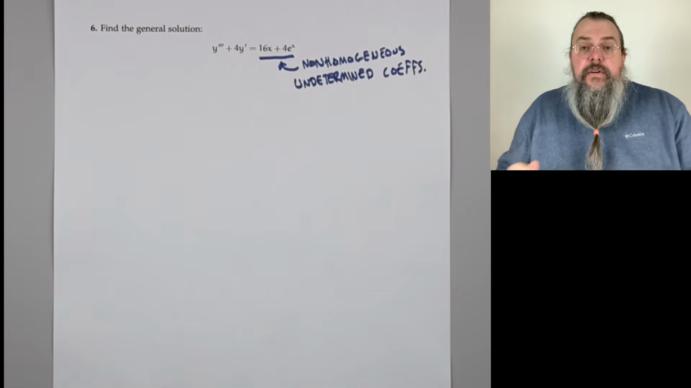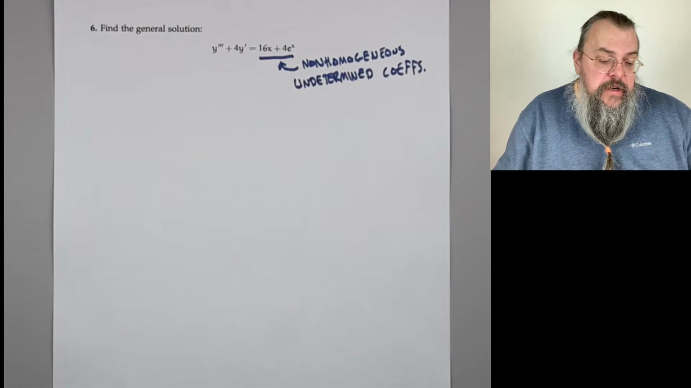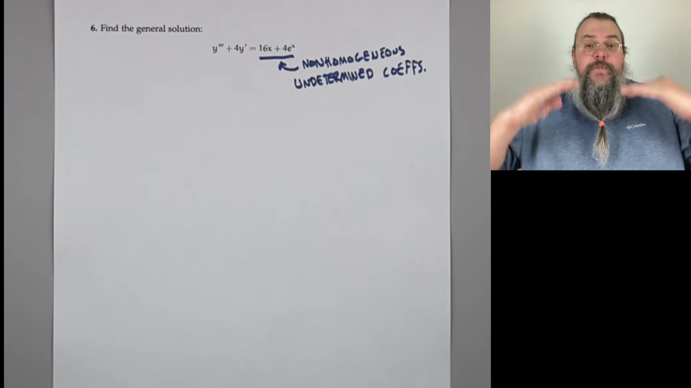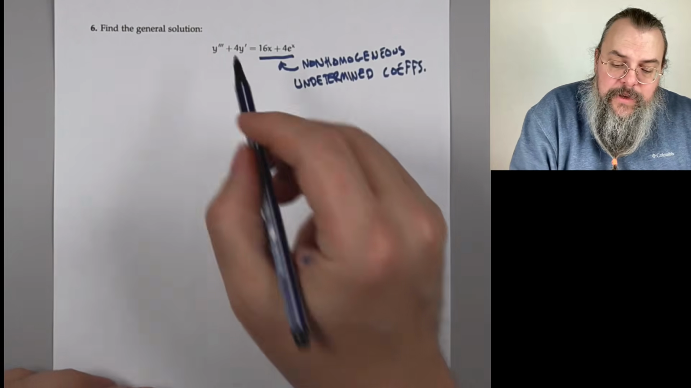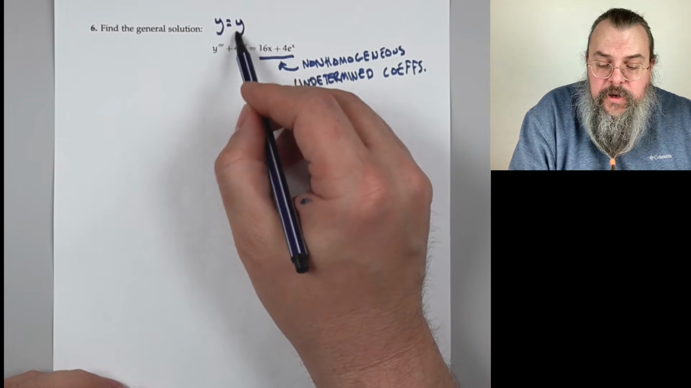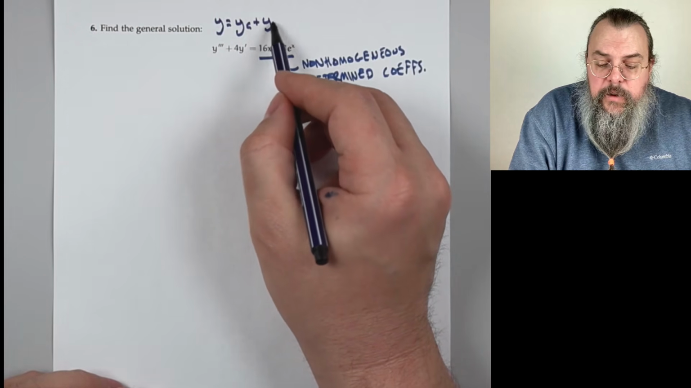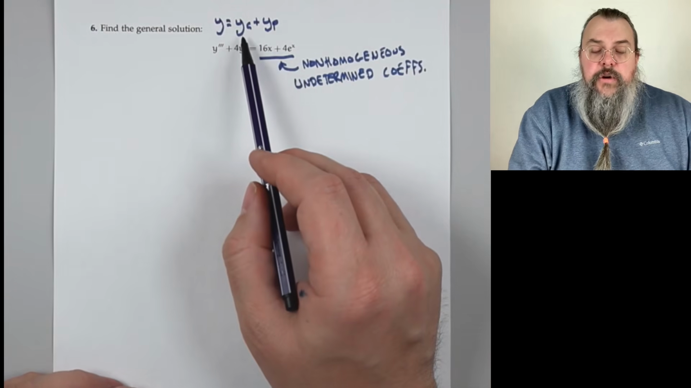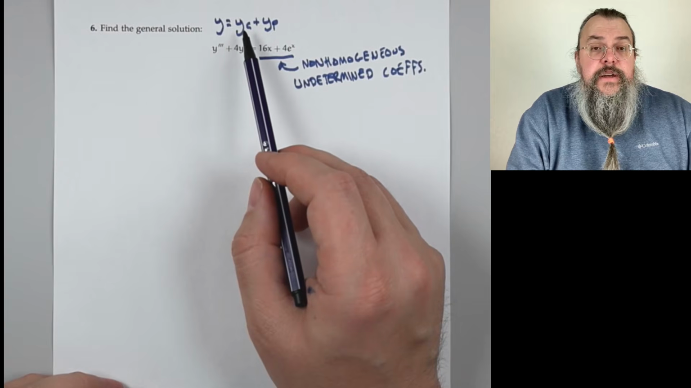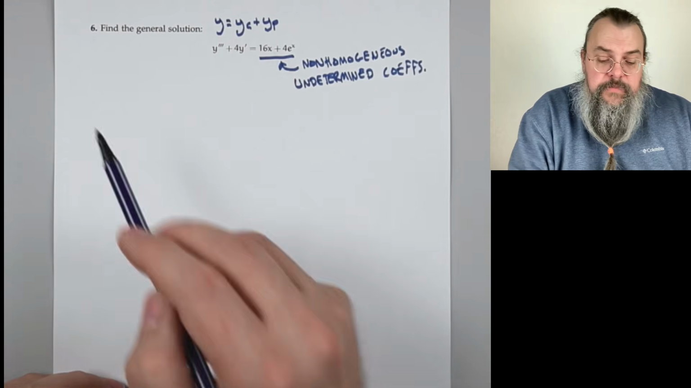Okay, so this will take us a moment here because there's a definite process you've got to work your way through. So the first step is to say what? Well, remember, y looks like what we call yc plus yp, our homogeneous solution and our particular solution. So step 1, find the homogeneous solution.